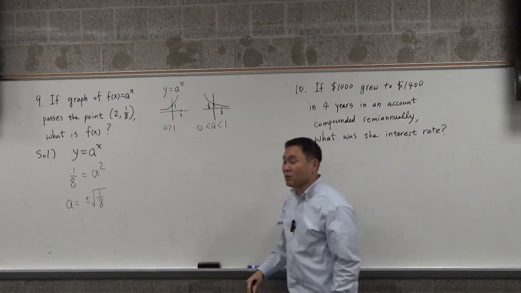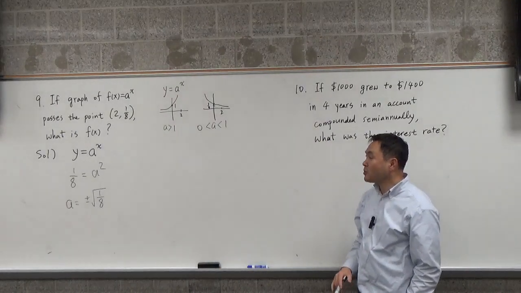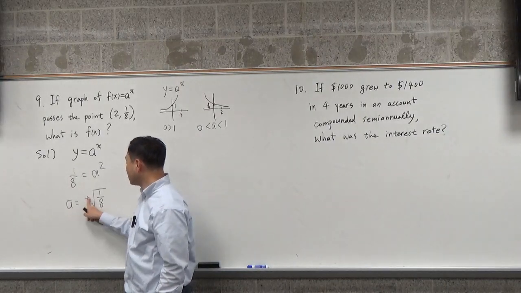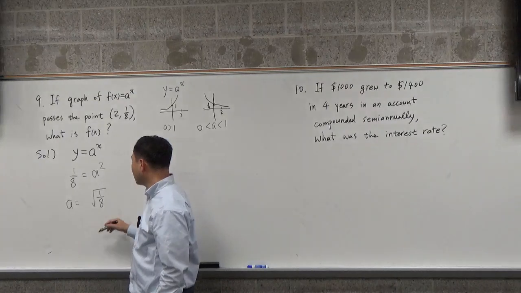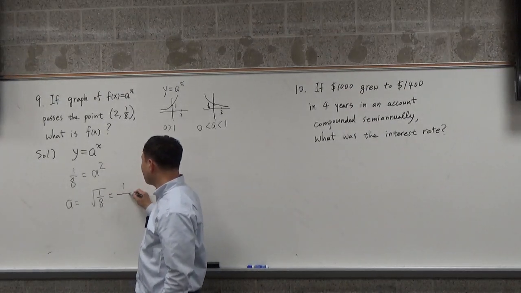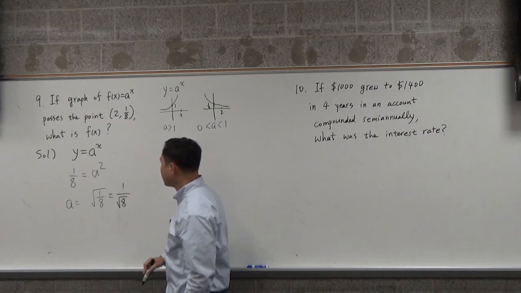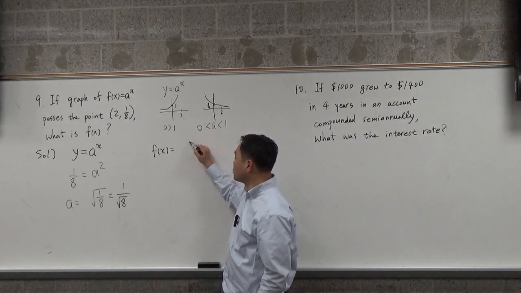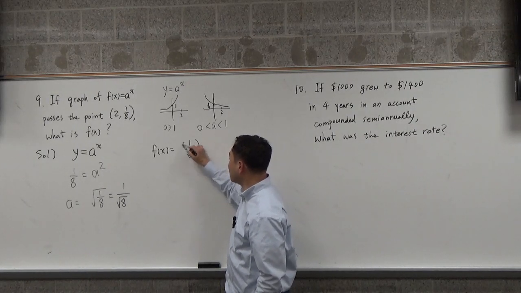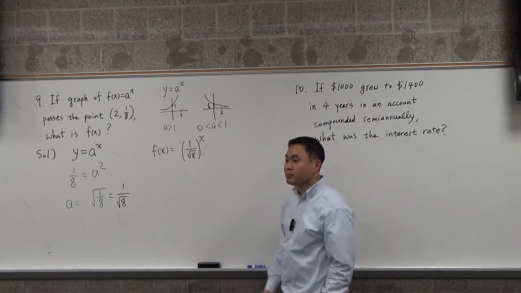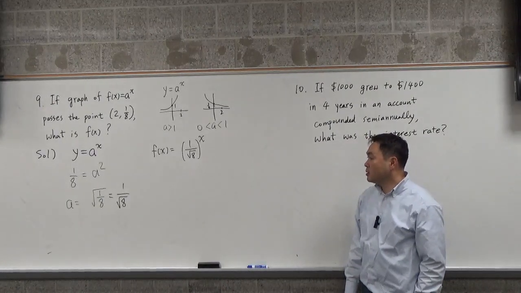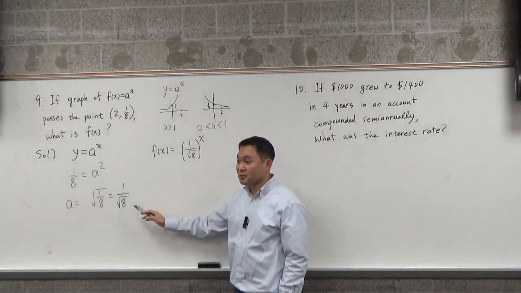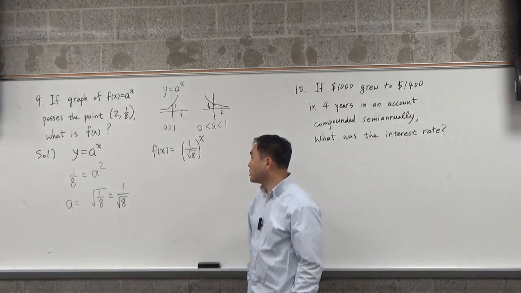So we know that the value of a must be less than 1. But it has to be positive, so we can't choose the minus. By default, it has to be positive. And this is going to be 1 over square root of 8. Therefore, you can say that the function f of x is 1 over square root of 8 to the x power. Okay? And indeed, 1 over square root of 8 is less than 1. Do you agree? It is less than 1, right?